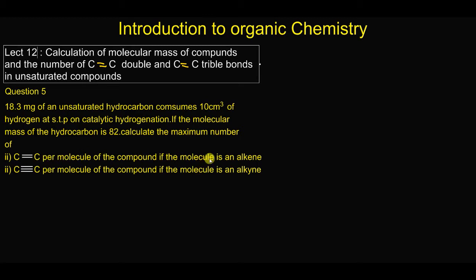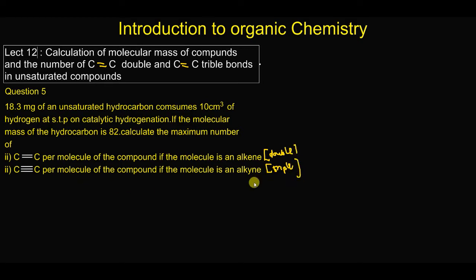If the molecule is an alkane, that is, if the molecule has a double bond. Okay, so an alkane, we'll talk about this. Here it's a double bond. And here, if it is a triple bond. Okay, a triple bond. So we'll talk about this in our next video.